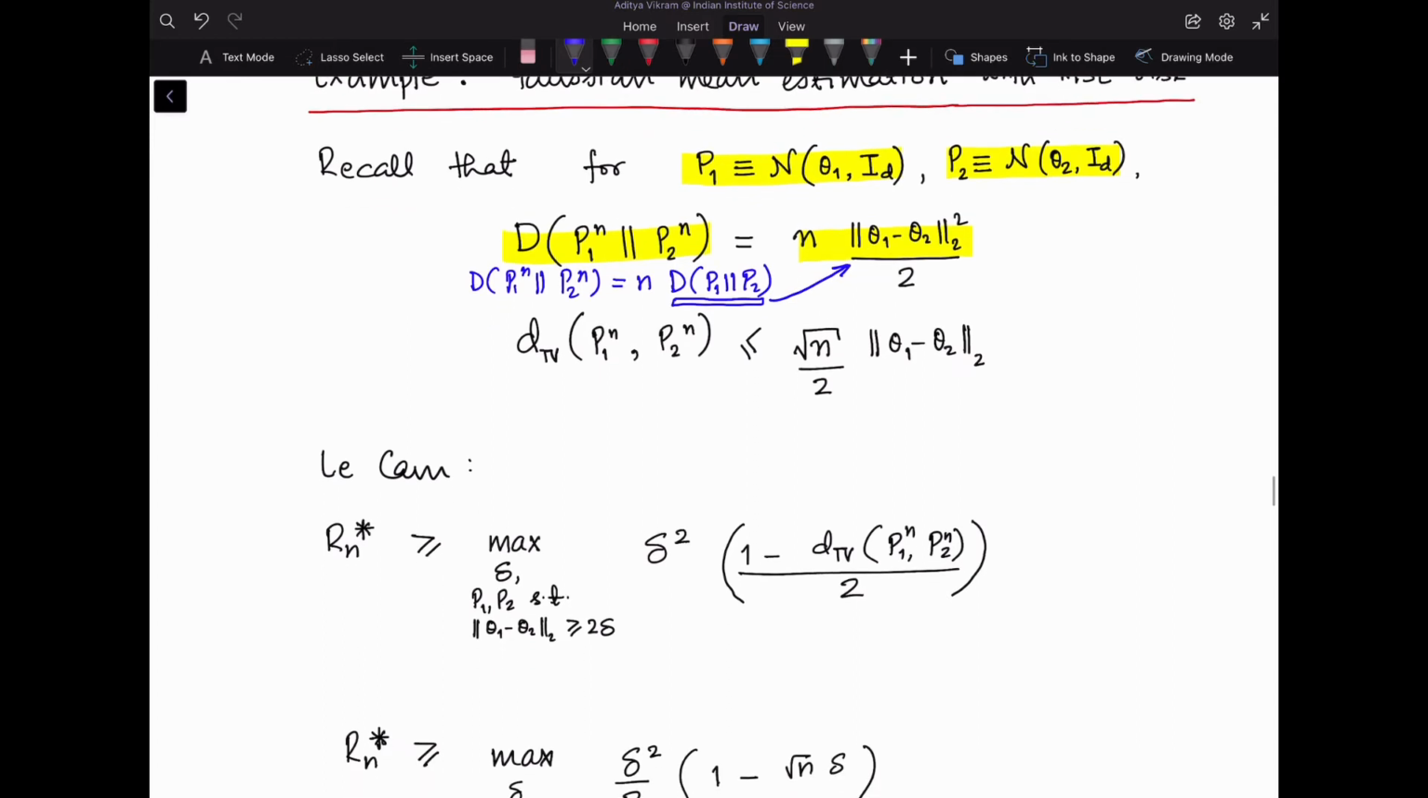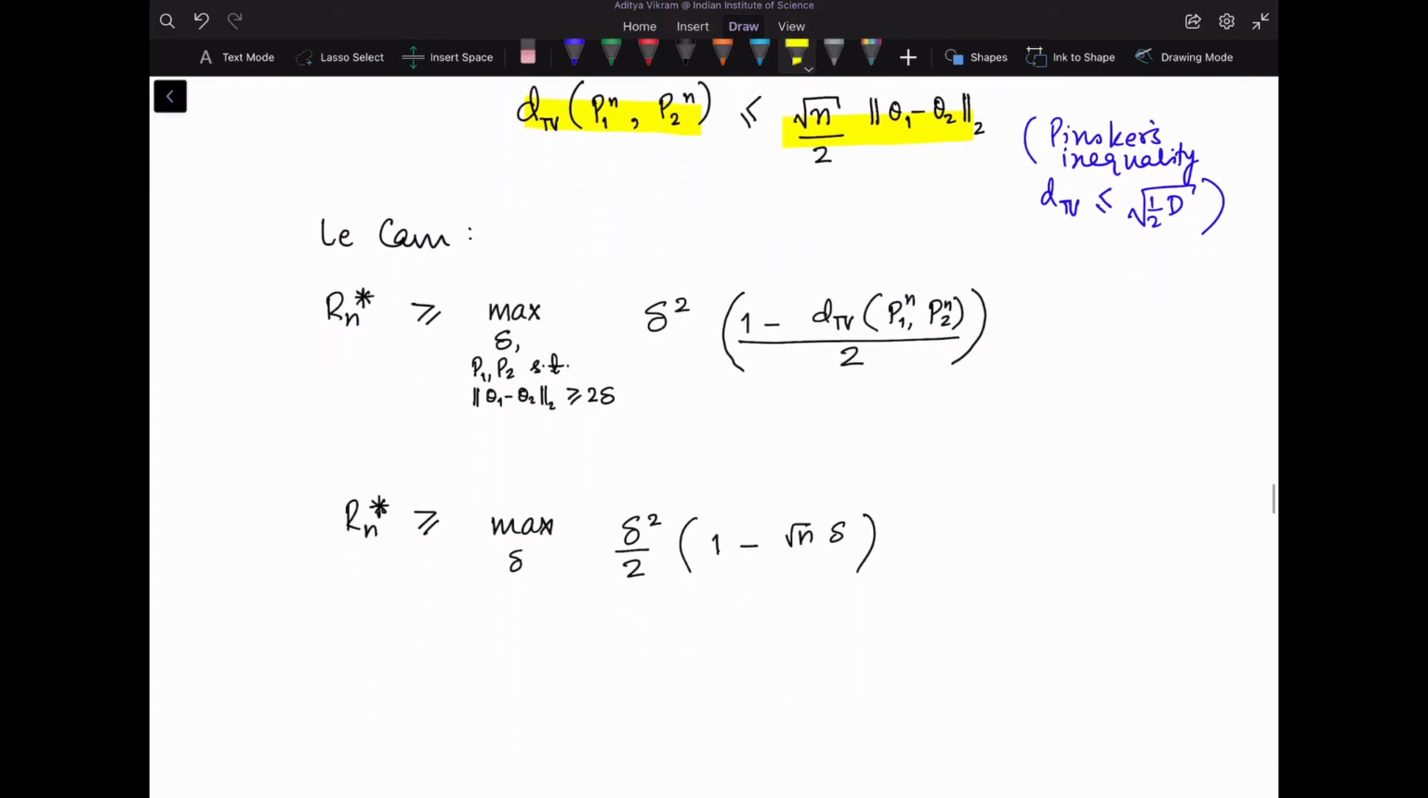Now we can use Pinsker's inequality to obtain an upper bound on the total variation distance. Pinsker's inequality basically says that the total variation distance is at most root of half times the KL divergence. So if you apply this to the expression for the KL divergence, we obtain this upper bound on the total variation distance. Okay, so now we can use Le Cam's lower bound.